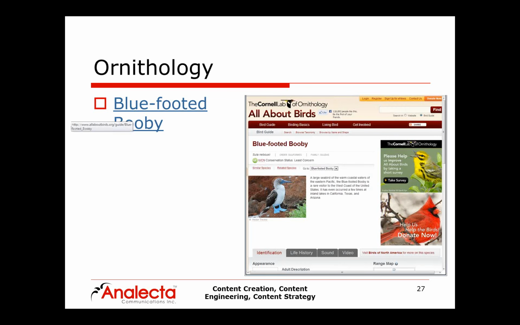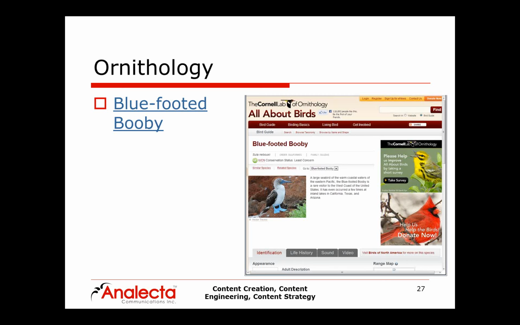Here's another example of a page with a definite topic pattern to it. It comes from the Cornell Lab of Ornithology. It's all about birds, and you can see that it's not all visible on page, but you can see that there's tabs here for identification, life history, sound, video. There's a range map. There's a description of the appearance, conservation status. There is its names in the Linnaean classification system.